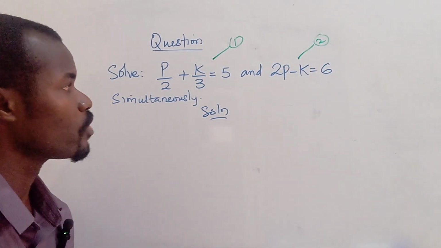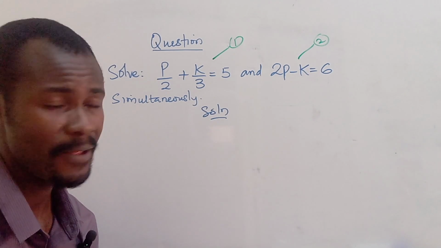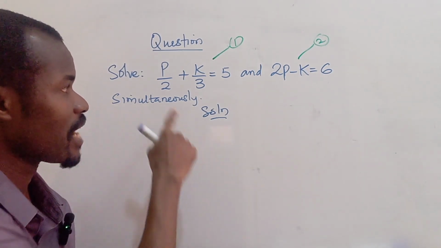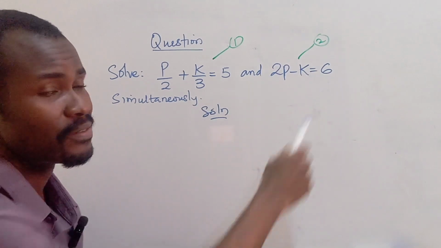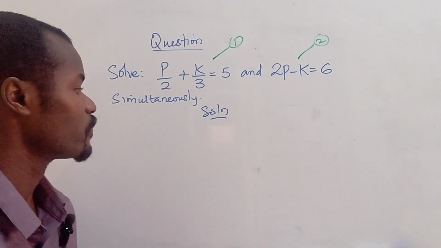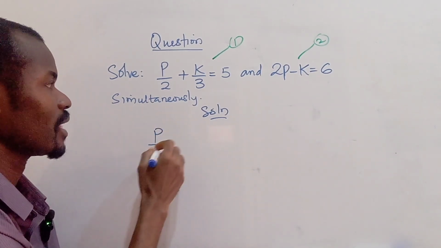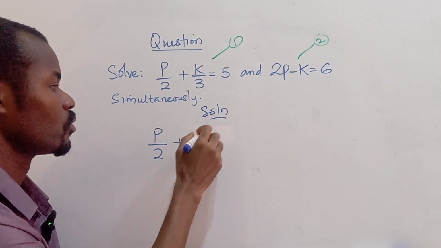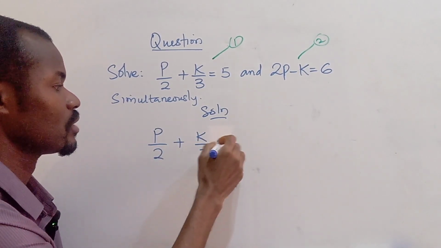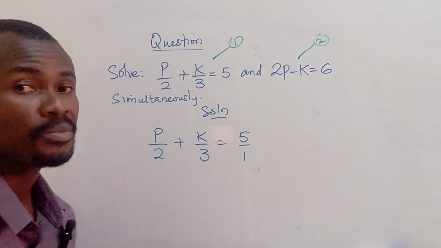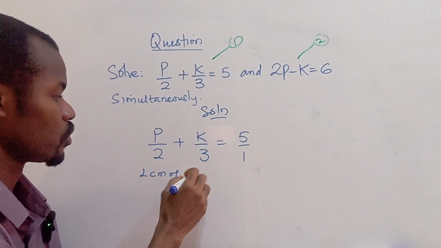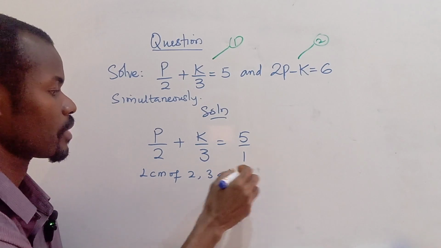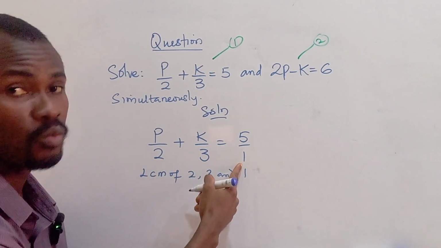But if you look at the form of equation 1, it is in fractional form, so we want to keep it in a linear form. We want to remove the fraction, so let's do that quickly. So I have P over 2 plus K over 3 equals 5 over 1. The thing you want to do is find the LCM of 2, 3, and 1.